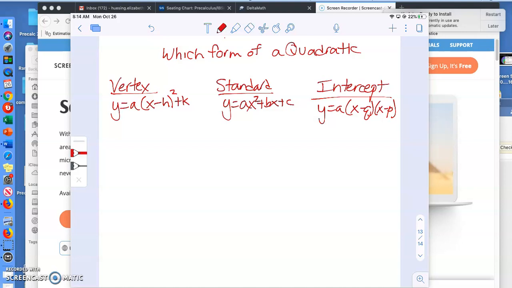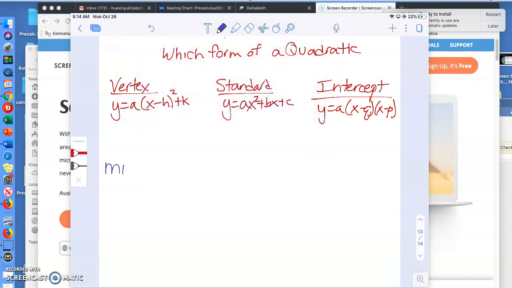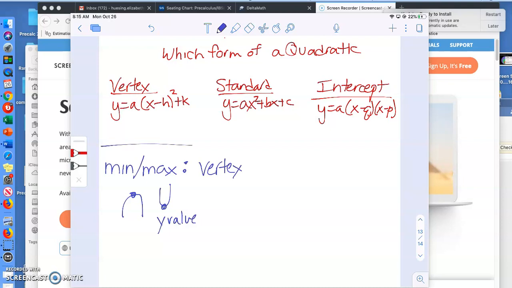So now we're going to talk about, when do we want to use some of these? For example, if I asked you to find the min or the max of the parabola, which would be the easiest form to do that? You can find it in all of these because we've talked about going back and forth, but the min or the max is that y value, and it would be easiest to find that in vertex form. Maybe I'll start putting some of these in some boxes here to keep organized.